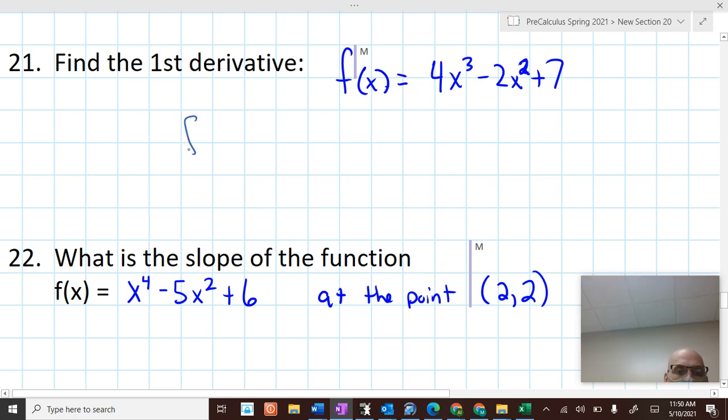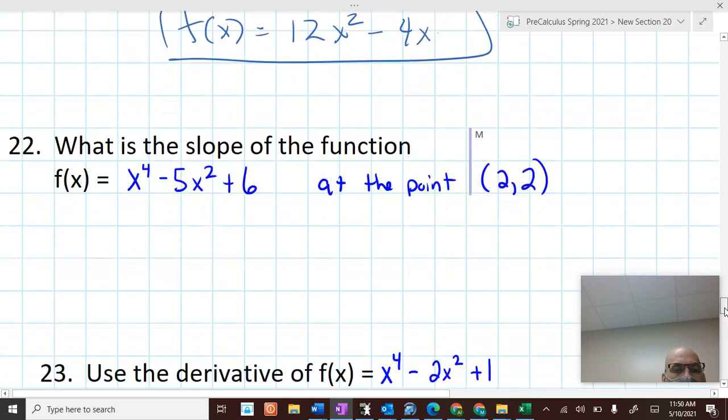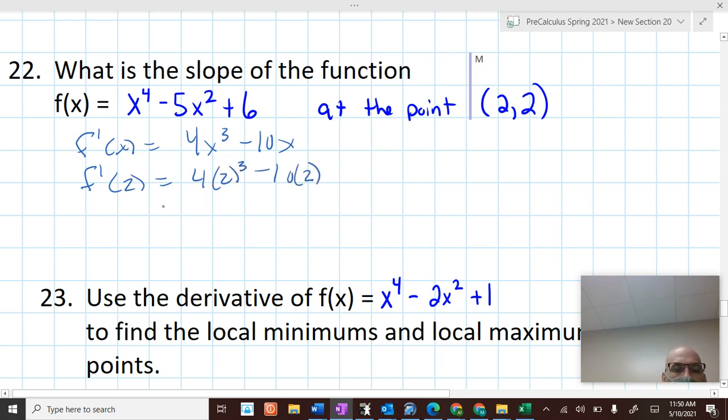Okay, find the first derivative. What's the first derivative of this? Easy peasy lemon squeezy. Minus 4x. And that's it, because the 7 disappears. What is the slope of that function at that point? So we take the first derivative, which is 4x cubed minus 10x, and stick in a 2. Which is 32 minus 20, which is 12. Are we good there?